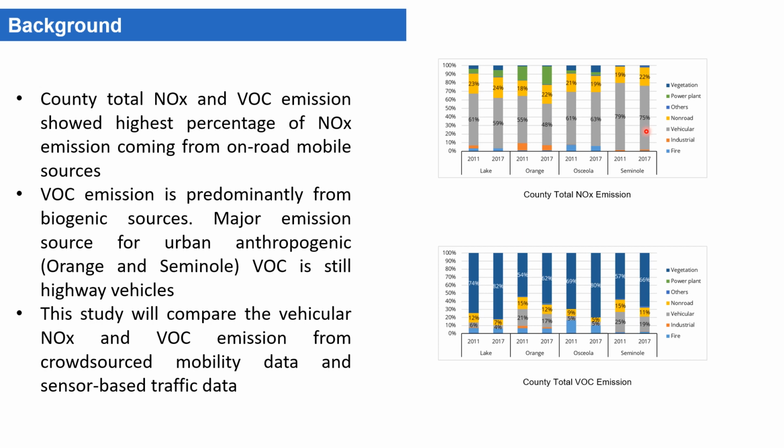For VOC, the emission is mostly coming from biogenic sources, coming from trees. But in urban regions like Orange and Seminole, if we consider anthropogenic emission sources, vehicular emission is still the dominant anthropogenic emission source for VOC.